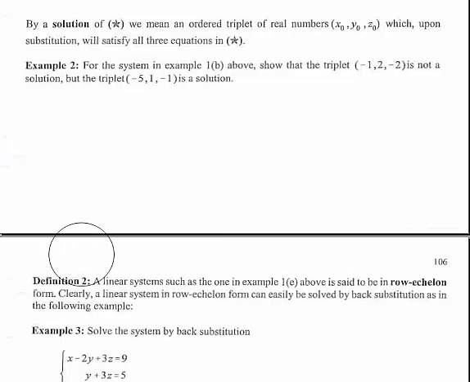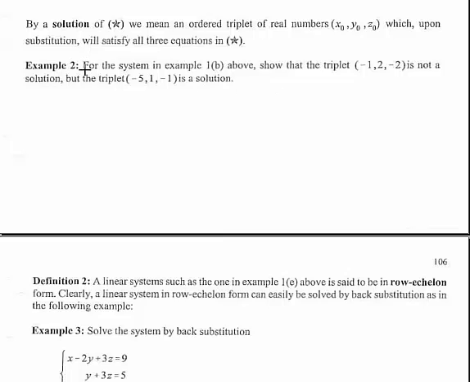And so by a solution, we are looking for a triplet. It looks sort of like an ordered pair, but we can no longer call it a pair because we have 1, 2, 3 numbers. But we're looking for three numbers, an x, a y, and a z, that satisfy all three equations.